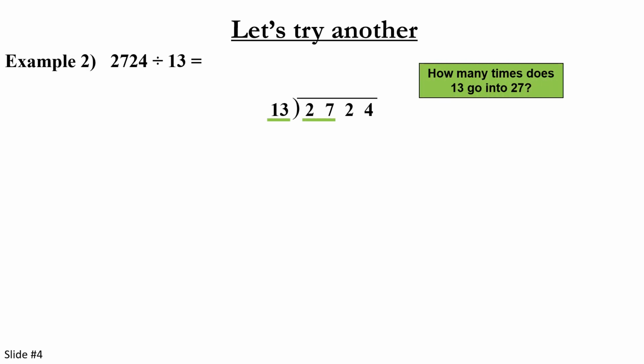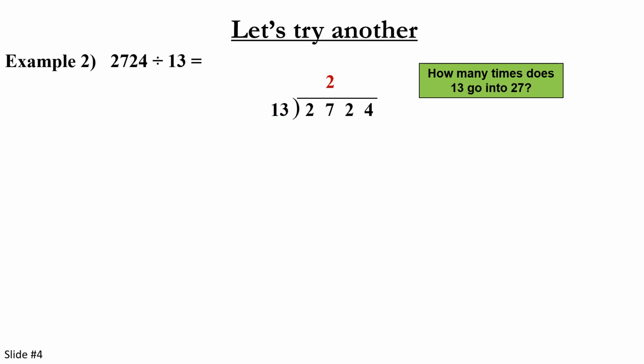Let's try another. 2,724 divided by 13. So 13 goes on the outside, the 2724 goes on the inside. So the question we ask: how many times does 13 go into 27? We don't try the whole number at once. It doesn't go into 2, so we look at 27.